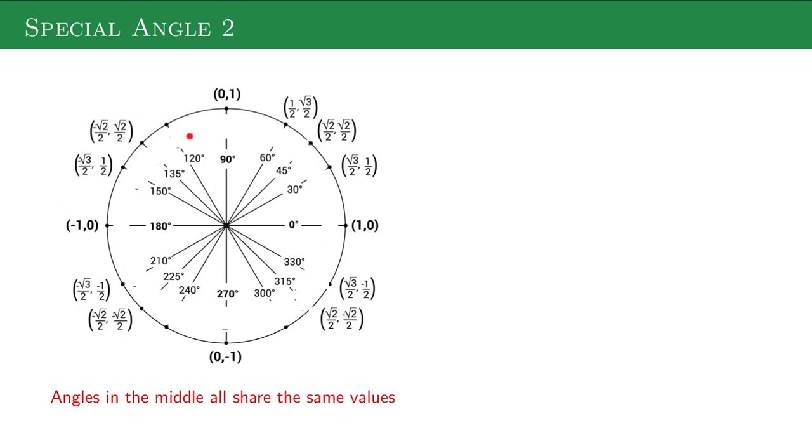Then we do the same thing with the middle angles. Those are all the same values, just negatives in the right place. And then we do the same thing with the ones near the y-axis. They all have the same values, just negatives in the right place. So now we have our complete unit circle with degrees and values.